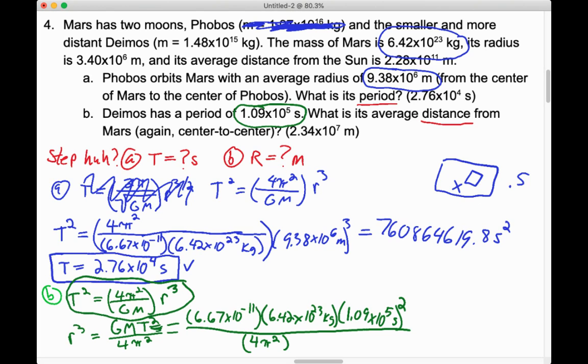So anyhow, if you do all this, you are going to get an extremely huge number. You are going to get 1.2887 times 10 to the 22nd. So is this our answer for r? No, this is not r. This is still r cubed. Remember, that's what we started with over here. So this is not something in meters. This is actually something in meters cubed.